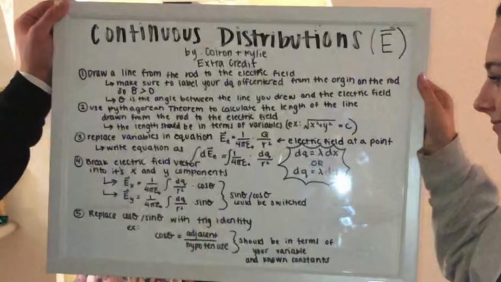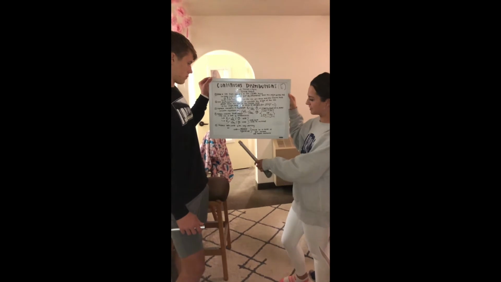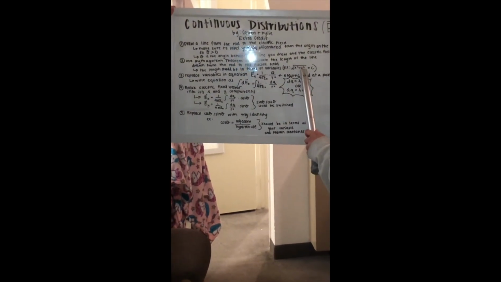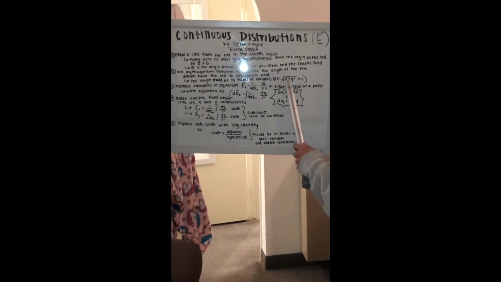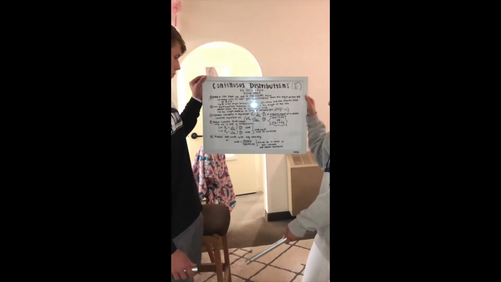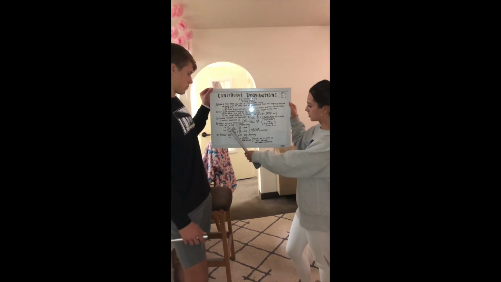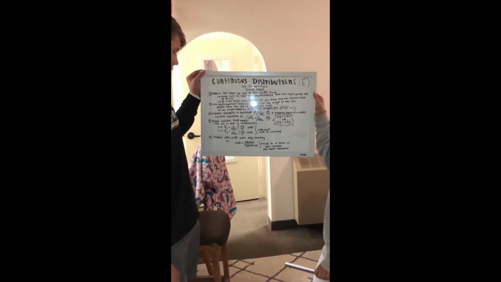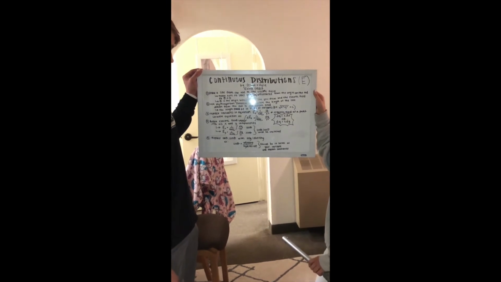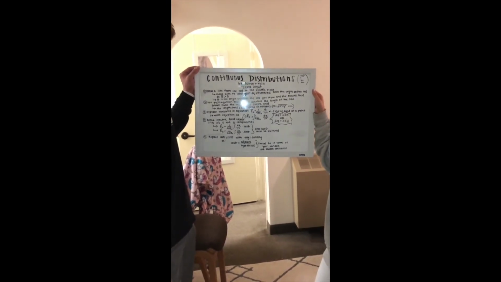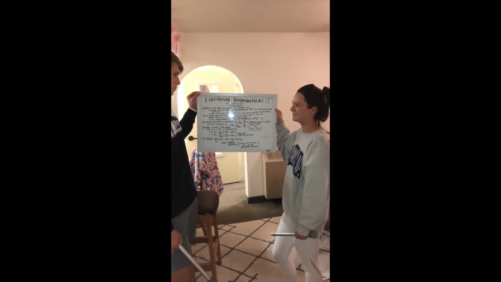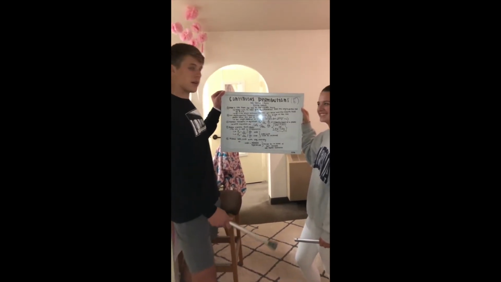So you replace it with adjacent over hypotenuse, for example, for cosine theta, and the hypotenuse would be root x squared plus y squared, for example, in this equation. Also, the x component of the electric field vector isn't always cosine theta, because it does depend on where the theta is in your picture. Now let's do an example.